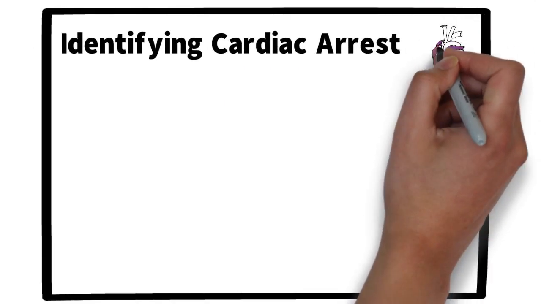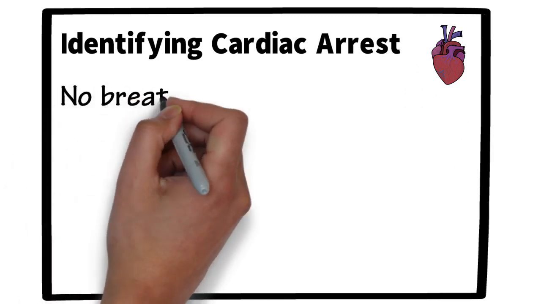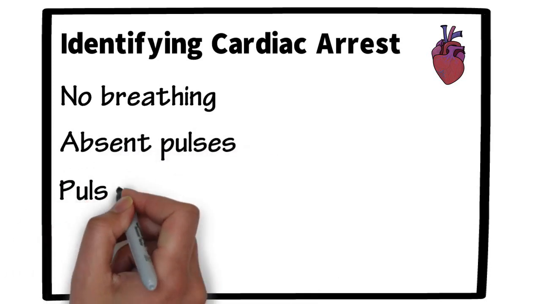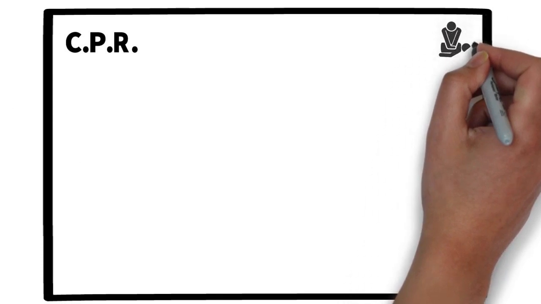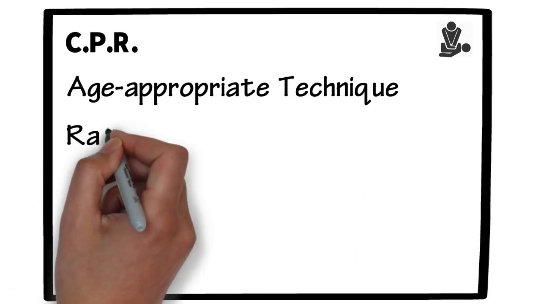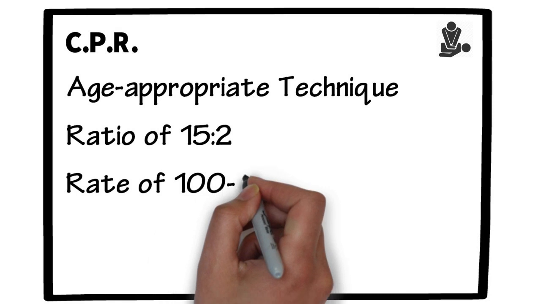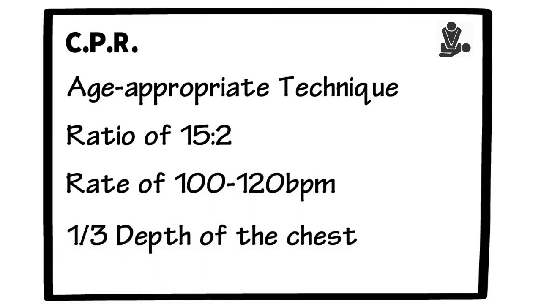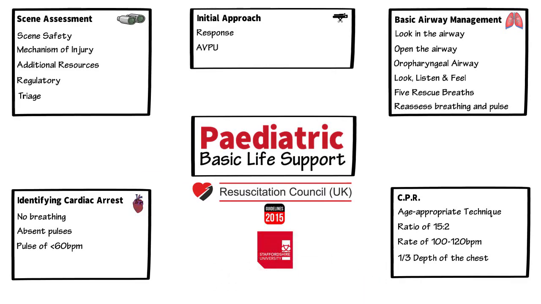It's at this point that we're probably going to identify cardiac arrest if it exists, and that will mean that there's no breathing, there'll be absent pulses or pulse of less than 60 beats per minute in the paediatric algorithm. We'll then start CPR, and for this you're going to use an appropriate technique dependent on the patient's age, have a ratio of 15 compressions to 2 effective ventilations, a rate of 100 to 120 per minute, and a third of the depth of the chest. So now let's examine some of those areas in more detail.